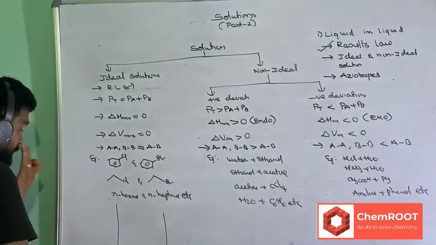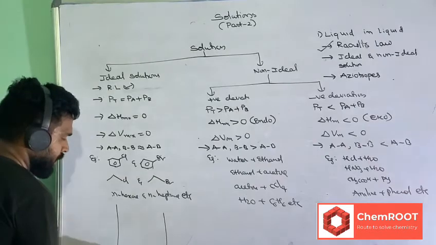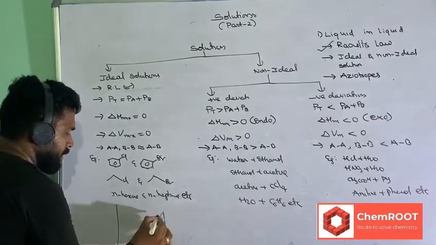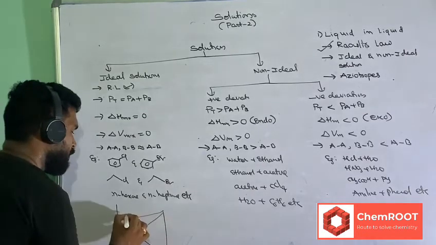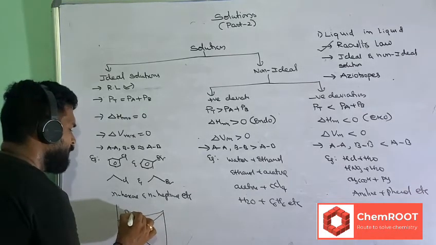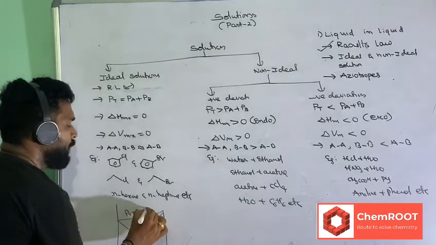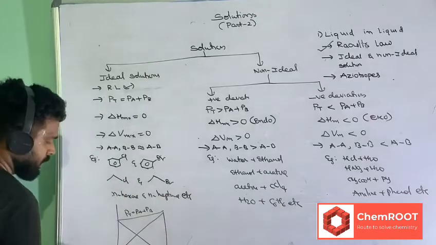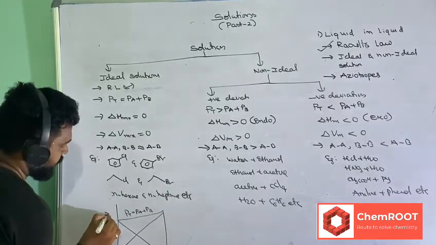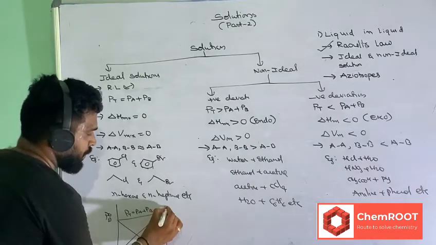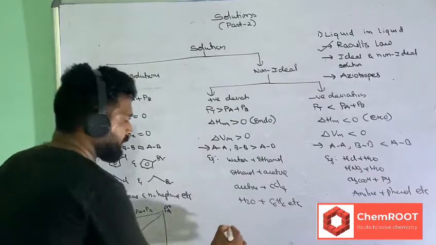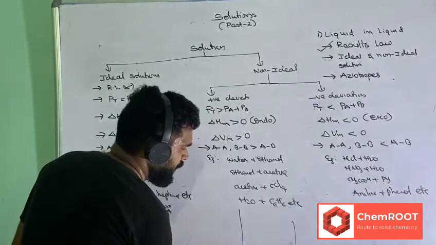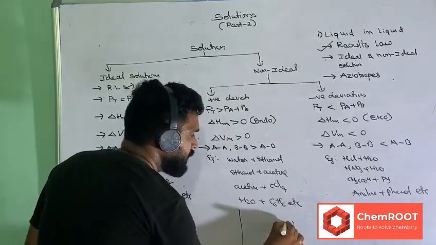If you take it, here chi A is increasing, so its vapor pressure will be increasing, and this vapor pressure also increases from this direction. This gives a P total will be Pa plus Pb. Okay, this is the pure vapor pressure of B. This is the pure vapor pressure of A. In this case, the same thing will be there, but we expect like this.